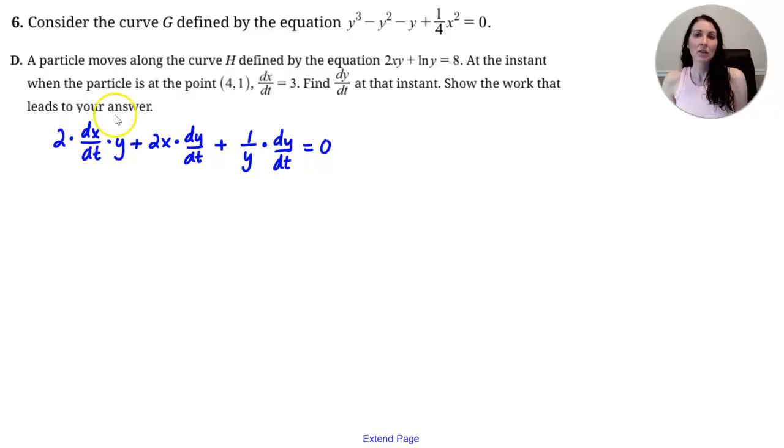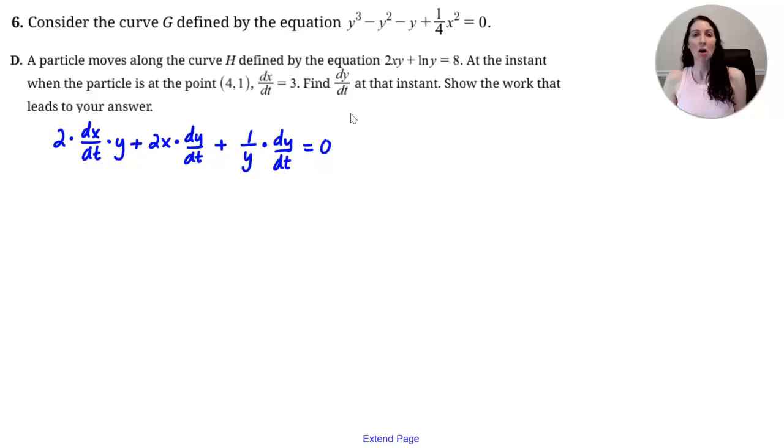So the first thing you would want to do is take the derivative of 2xy, and we would need to use the product rule. So the derivative of 2xy using the product rule and taking the derivative with respect to t would be 2 dx/dt times y plus 2x times dy/dt. And again, that would be using the product rule. And then the derivative of natural log of y is 1 divided by y times dy/dt, because it's related rates and the variable that we're taking the derivative with respect to is t. Everything needs that chain rule. And then the derivative of 8 is just 0.